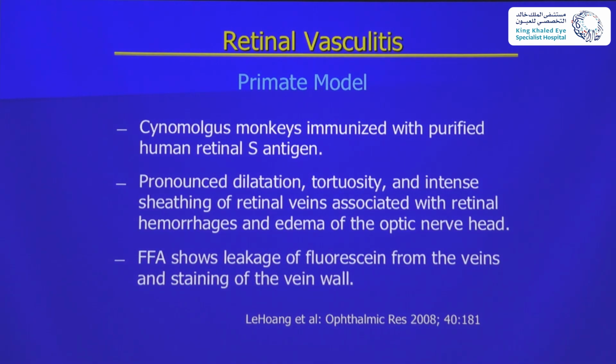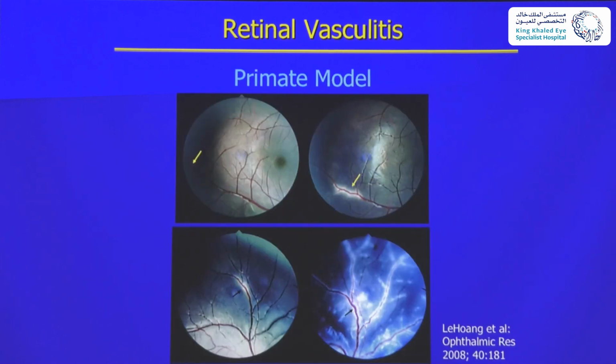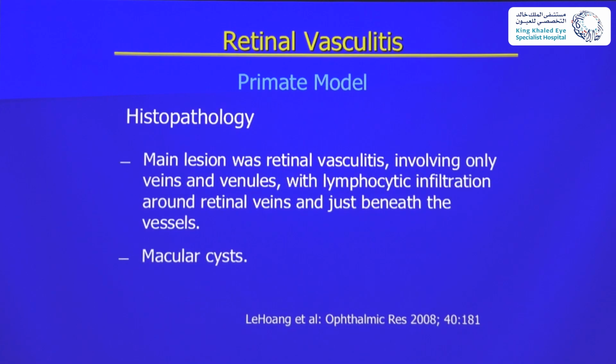Our colleague in Paris, Professor Faure-Lang, described for the first time an animal model, a primate model of retinal vasculitis. So he immunized the monkeys with human retinal S antigen, and he developed retinal vasculitis exactly the same as we see in humans. And he personally gave me these pictures. You can see the vascular sheathing and the retinal hemorrhages, retinal edema, and fluorescein angiography showing leakage. This is from another animal with extensive vascular sheathing. These animal models are very important to study retinal vasculitis.